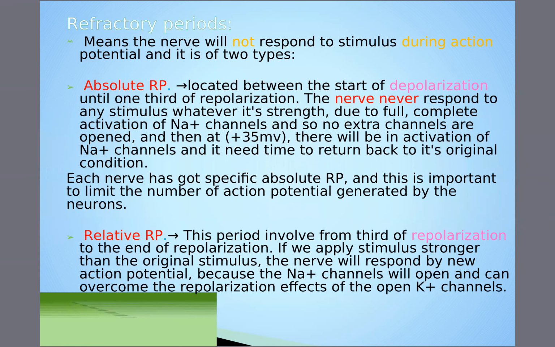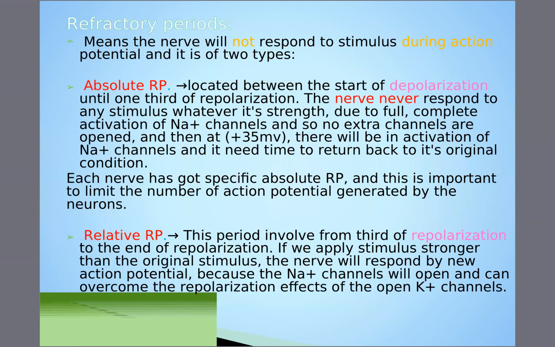There is no response here, due to full complete activation of the sodium channel, and so no extra channels are open. Then, at about positive 3.5 millivolt, there will be an activation of sodium channel, and this needs time to return back to the original condition. Each nerve fiber has a specific absolute refractory period, and this is important to limit the number of action potentials generated by the neuron.